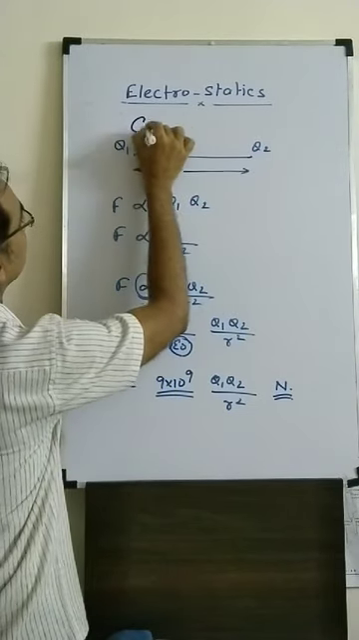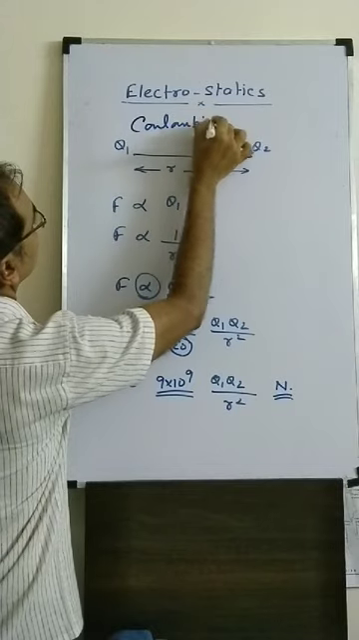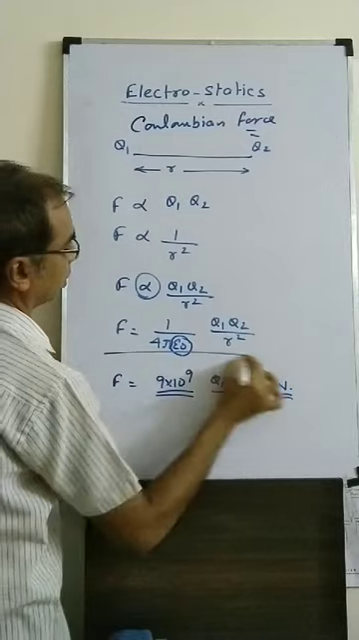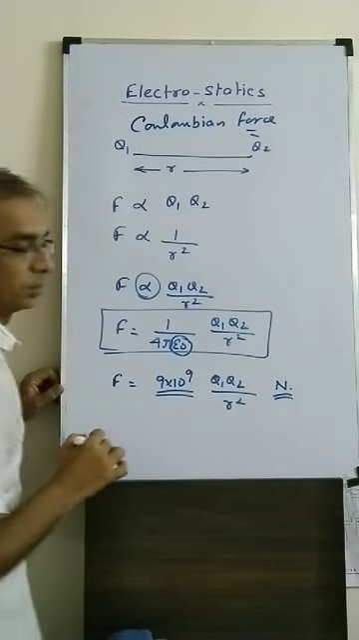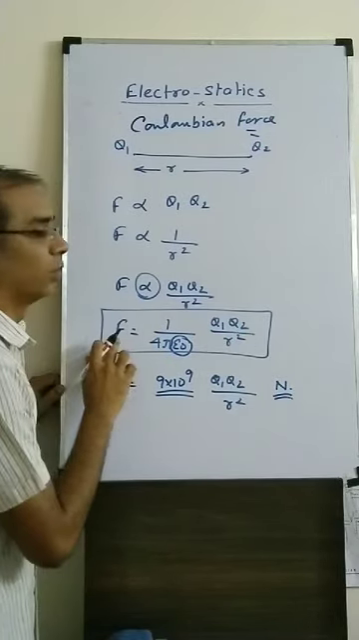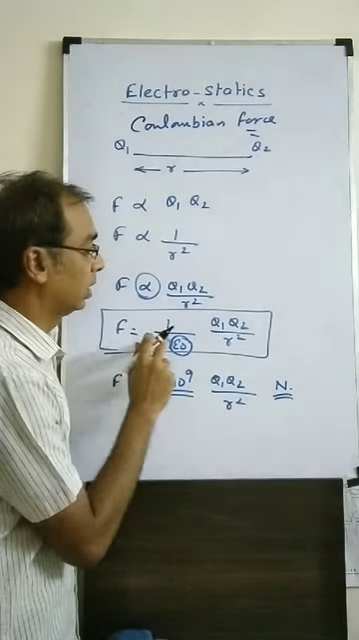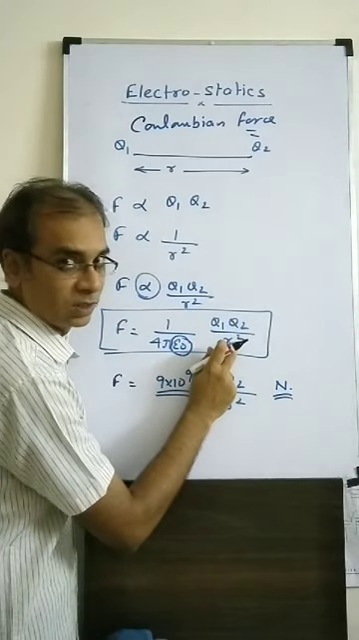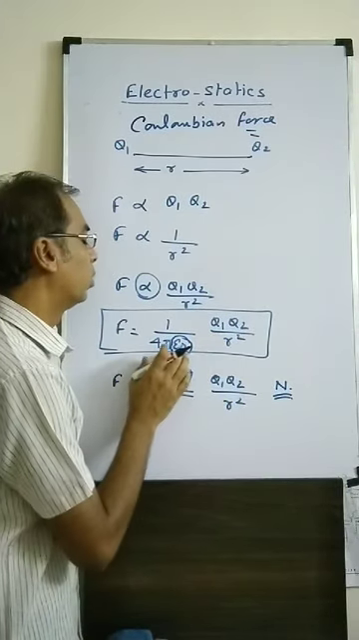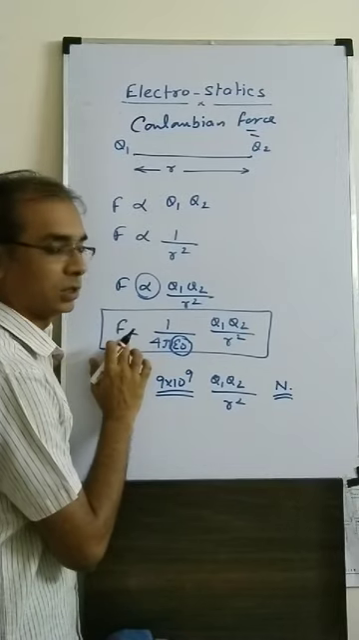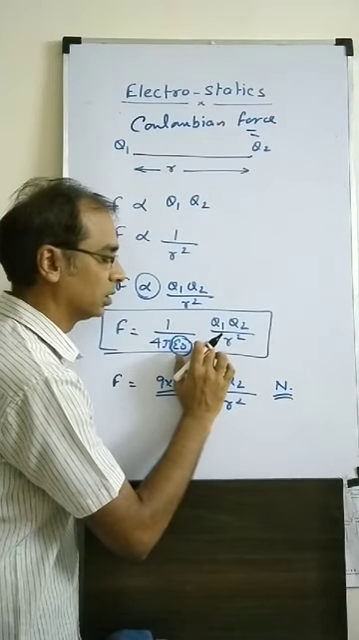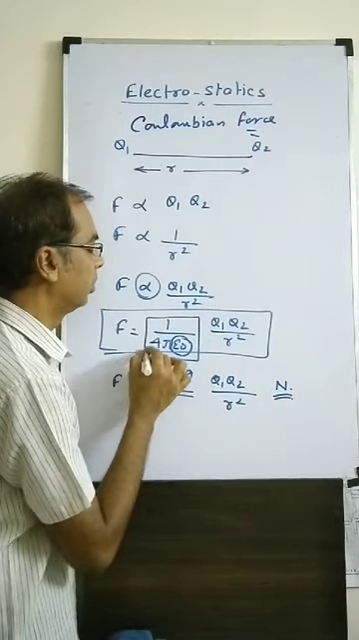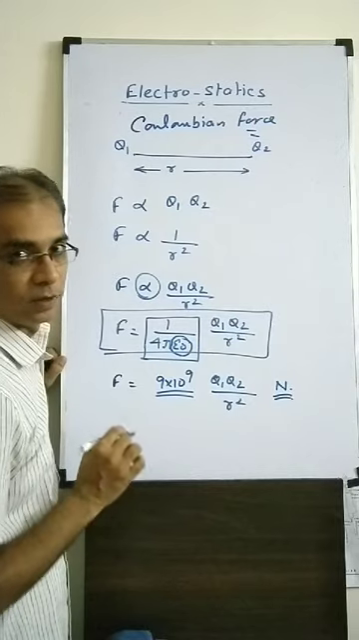This force can be called Coulombian force. The law through which we got this is known as Coulomb's law, which says that the electrostatic force between two charges is directly proportional to the product of two charges and is inversely proportional to the square of the distance between them. What we learned in our last class is that this force not only depends on the product of two charges and the separation between them, it also depends on the medium. If the medium is different, the force is also different.